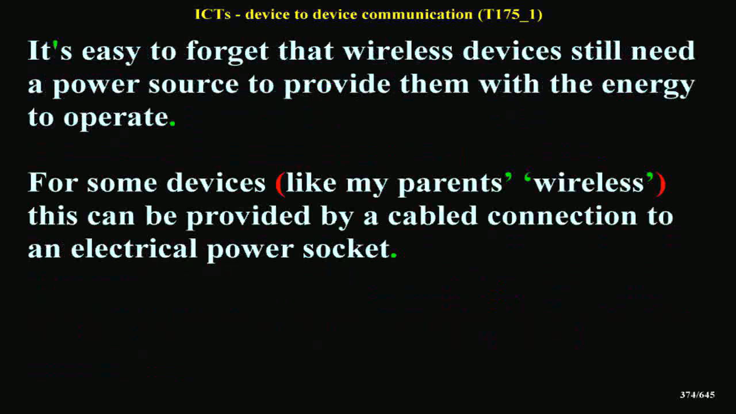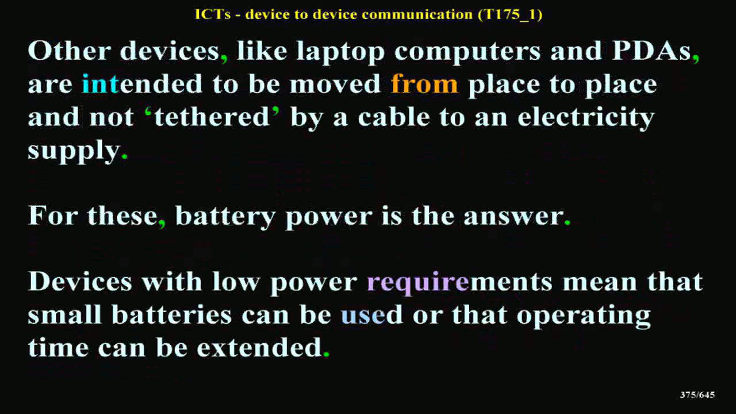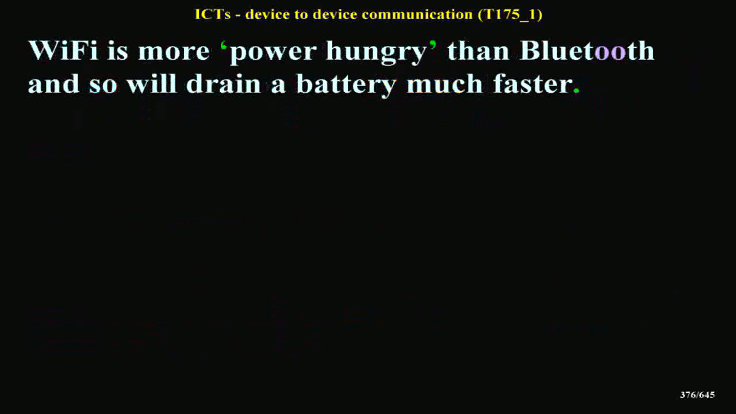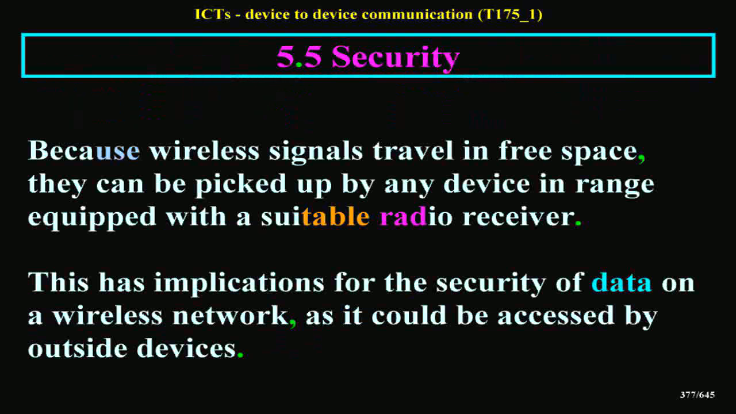For some devices like my parents' wireless, this can be provided by a cabled connection to an electrical power socket. Other devices, like laptop computers and PDAs, are intended to be moved from place to place and not tethered by a cable to an electricity supply. For these, battery power is the answer. Devices with low power requirements mean that small batteries can be used or that operating time can be extended. Wi-Fi is more power hungry than Bluetooth and so will drain the battery much faster. 5.5 Security. Because wireless signals travel in free space, they can be picked up by any device in range equipped with a suitable radio receiver.